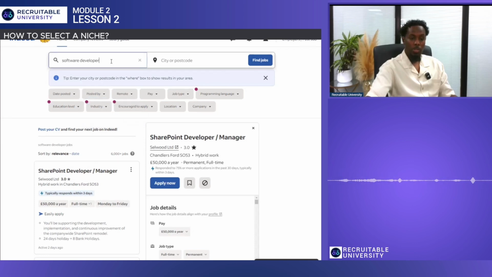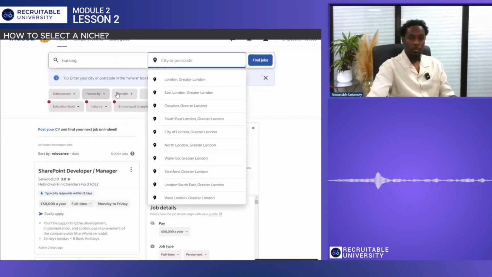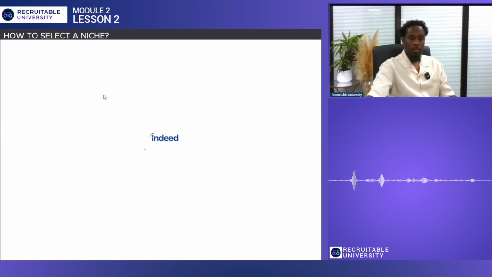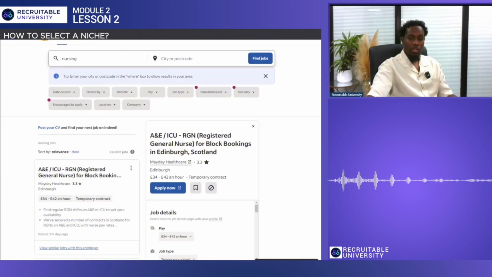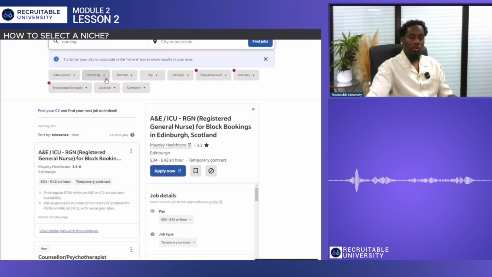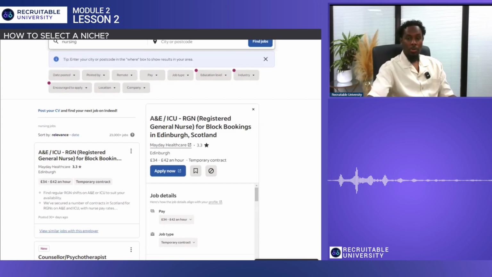If we look at how many agencies are actually being used to find software developers, we've got 432 agencies for these 6,000 jobs. If we look at nursing, we've got 2,652 agencies. So it gives you an indication that for this industry or niche you want to go into, there's a huge number of agencies being used. That is actually a good sign. It shows you that there is a huge demand and agencies are required.